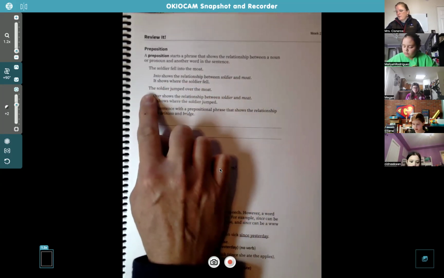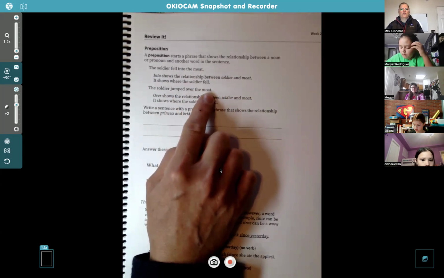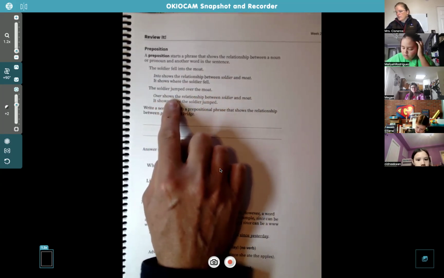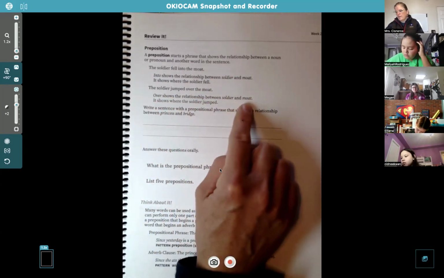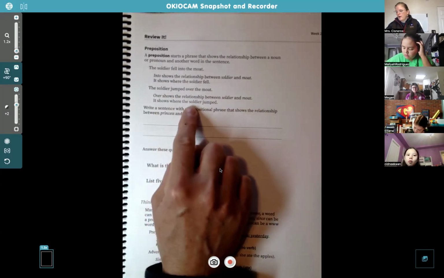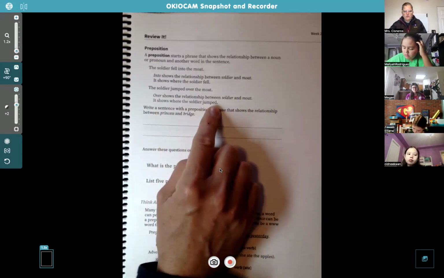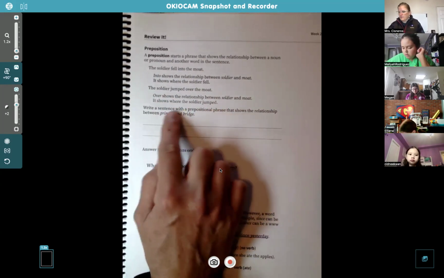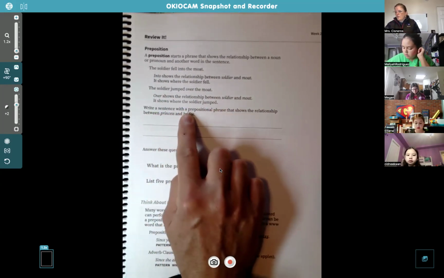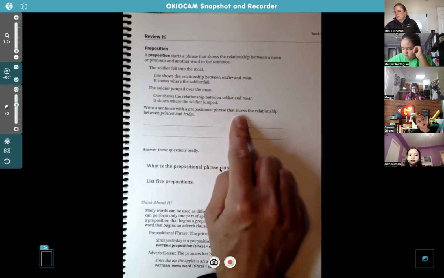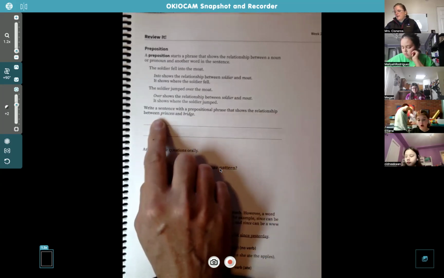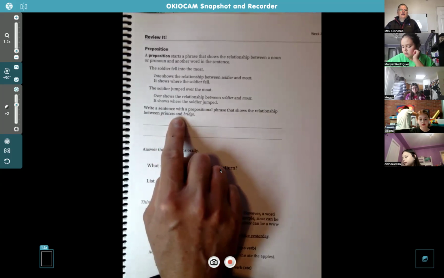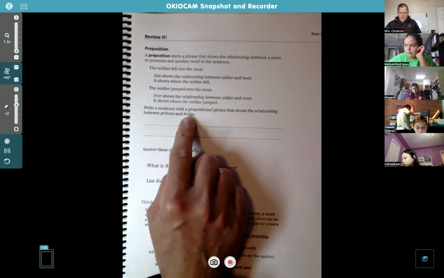Here's another example. The soldier jumped over the moat. Over shows the relationship between the soldier and the moat. It shows where the soldier jumped. Okay, so a lot of times it shows where in a sentence. Write a sentence with a prepositional phrase that shows the relationship between princess and bridge.